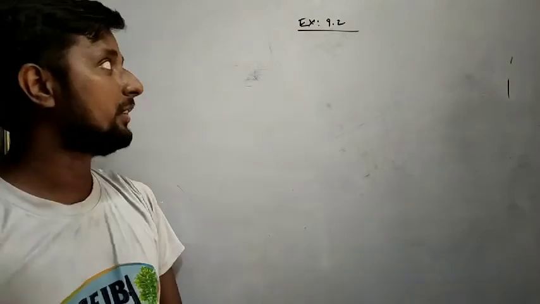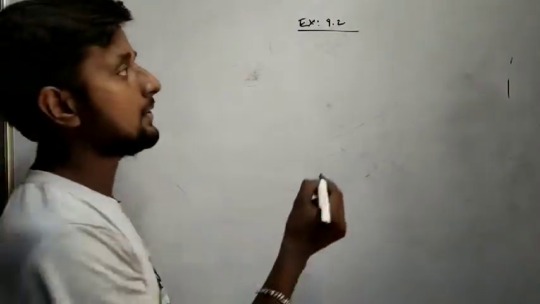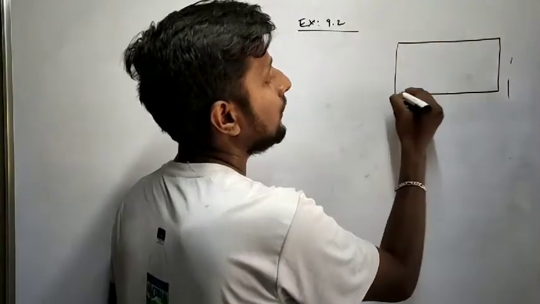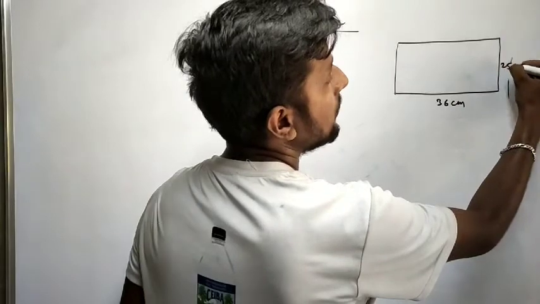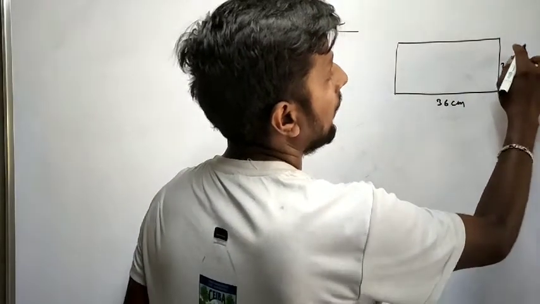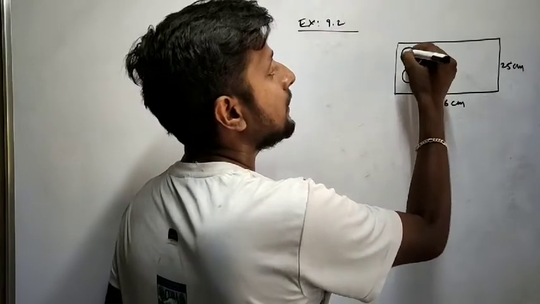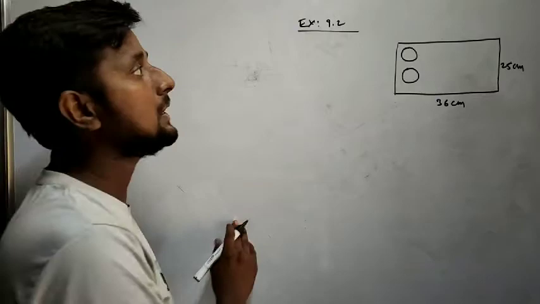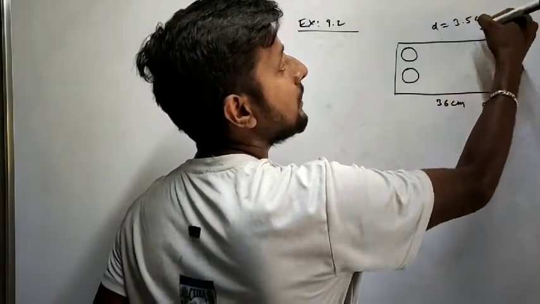Yeah, welcome back children. So today we'll discuss exercise 9.2 problems. The question is, there is a rectangular acrylic sheet with a 36 centimeters length, 25 centimeters width. Now they are cutting up the sheet with a button size. How many buttons? 56 buttons, and each button diameter is 3.5 centimeters.